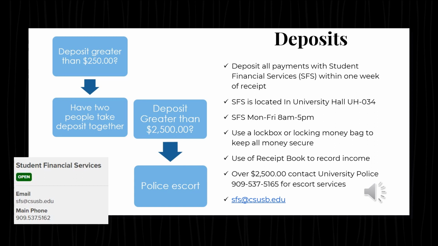Please also request that the check be mailed to the club name at CSUSB, 5500 University Parkway, San Bernardino, California, 92407.